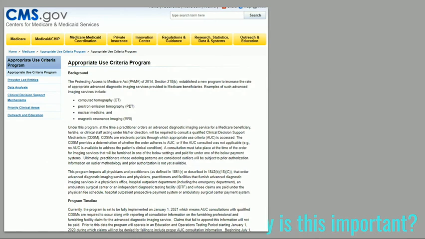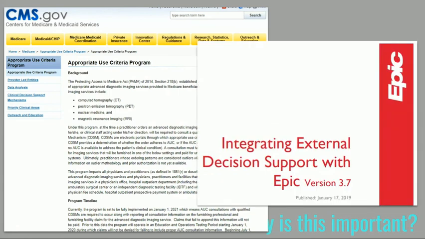Now, as we mentioned, this was passed in 2014, so we've had a pretty long runway to work on it. And in fact, it's such a reasonable use case that we've had support in this from Epic's perspective for quite some time.